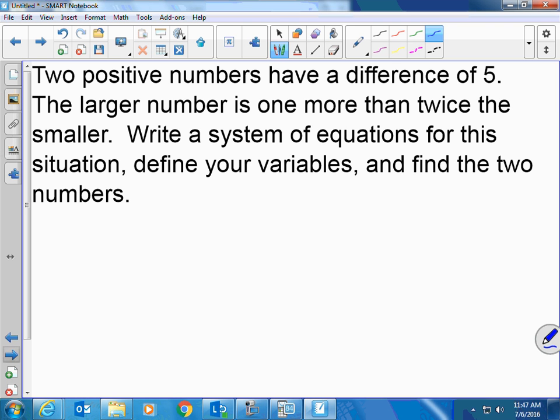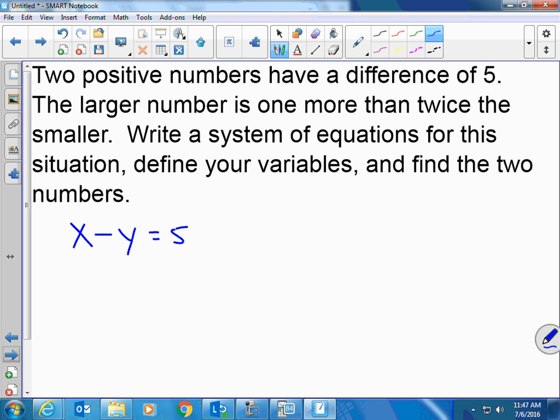Two positive numbers have a difference of 5. Two positive numbers. I'll call them X and Y. They have a difference, so subtraction, of 5. So X minus Y is 5. The larger number, I can't just say one number and another number. One of them is larger than the other, and I need to know which one's larger, because the second sentence, I need to say the larger number is. So is that X or is that Y?